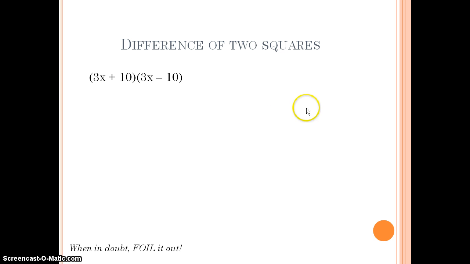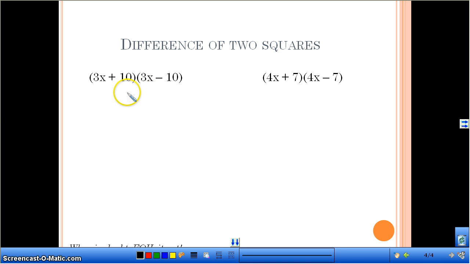Okie dokie, so let's take a look at this one. I think we have two. Yeah, we got two on this slide. All right, so let's take a look at the first one here. We have the 3x and the 3x, we have the 10 and the 10, and then we have the opposite signs. So let's square this.